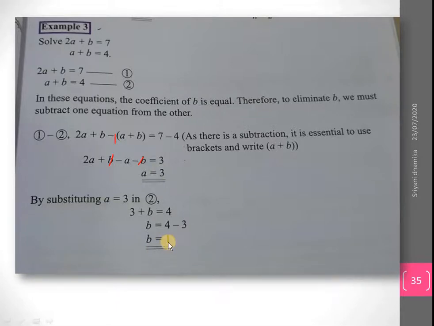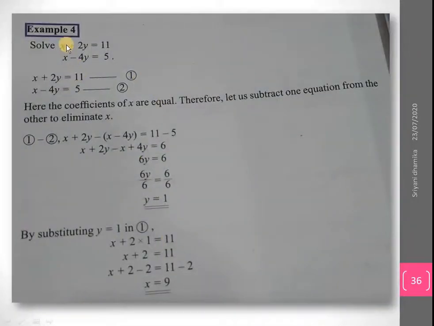Now see the next question. x plus 2y equal 11, x minus 4y equal 5. This is a pair of simultaneous equations. Then the first step is to label or name these equations, first equation and second equation. After that, observe the coefficients of the unknowns.